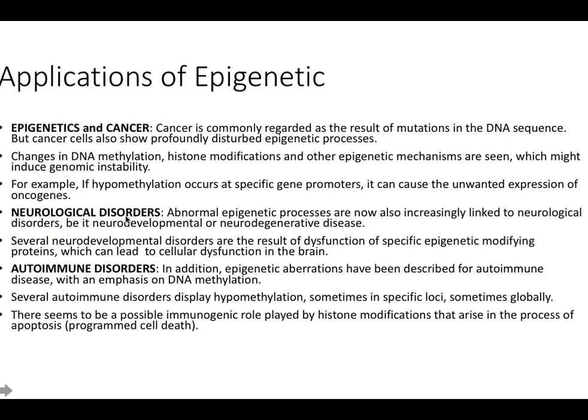And this can be in the realm of psychology as well as biology. So abnormal epigenetic processes are linked to neurological disorders such as neurodevelopment or neurodegenerative diseases. Neurodevelopment could be fetal development. A neurodegenerative disease could be Alzheimer's. Several neurodevelopment disorders are the result of dysfunction of specific epigenetic modifications and can lead to disorders.